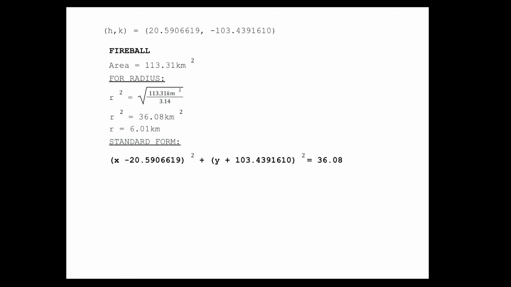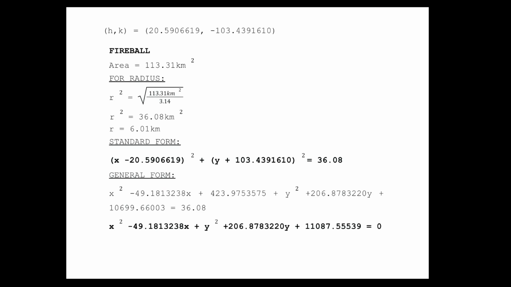For the standard formula, we place inside a parenthesis x minus h, which is our first coordinate, and we raise that parenthesis to the square. Next, we place inside a parenthesis y minus k, which is our second coordinate, and we raise that parenthesis to the square too. Now, we equal that equation to our radius to the second power. For the general formula, we take our standard formula and we expand the parentheses. To finish, we simplify everything so that the equation is equal to 0.